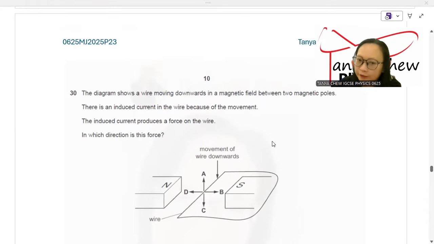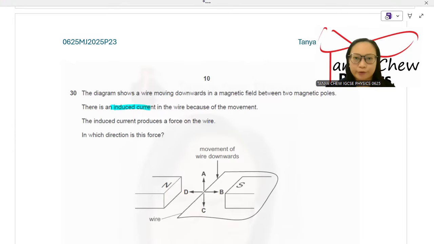Number 30. This is a little bit tricky question. The diagram shows a wire moving downwards in a magnetic field between two magnetic poles. There is an induced current. Okay, this one you have to be extra careful because of the movement of the wire. The induced current produces a force on the wire. In which direction is this force?